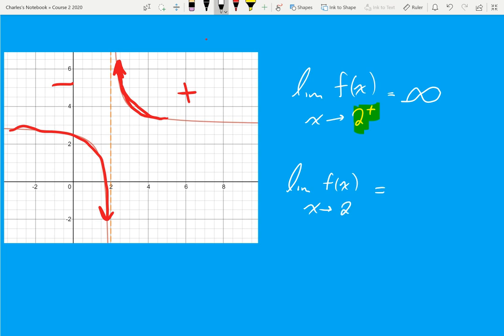As x approaches 2 from the negative side, that means 2 coming from the left, is equal to negative infinity. And that's a lot. That's the concepts of limits.